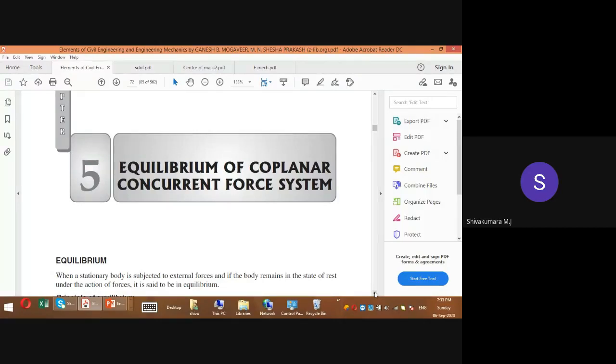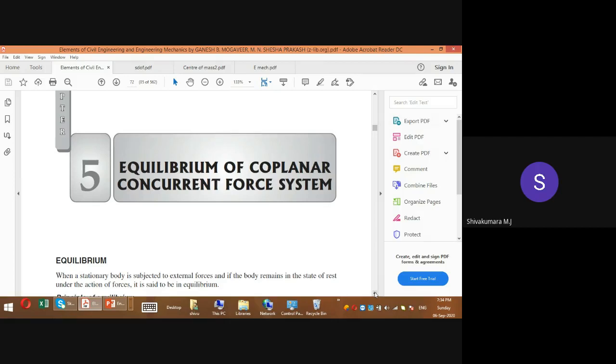Under equilibrium conditions, for different force systems, there are different numbers of equilibrium conditions. For a coplanar concurrent force system, summation of Fx equal to 0 and summation of Fy equal to 0. Two conditions of equilibrium you get: the sum of all the forces in the horizontal direction and the sum of all the forces in the vertical direction equal to 0. But in the case of a non-coplanar concurrent force system, you will get three conditions of equilibrium. Non-coplanar means three-dimensional: summation of Fx, summation of Fy, and summation of Fz equal to 0.